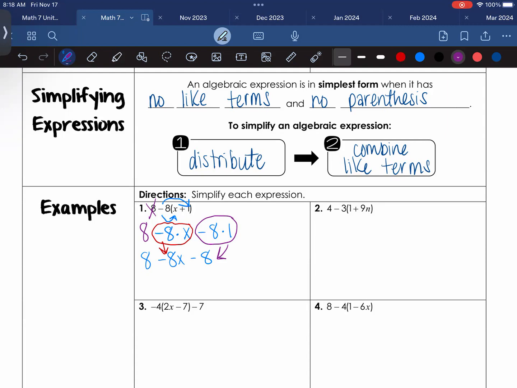Now step number 2, we need to combine like terms. So we have a negative 8x. We don't have any more variable terms, so it's just going to stay negative 8x. We do have a positive 8 and a negative 8. Well, 8 minus 8 is just going to get us 0. So this is our final answer right here.